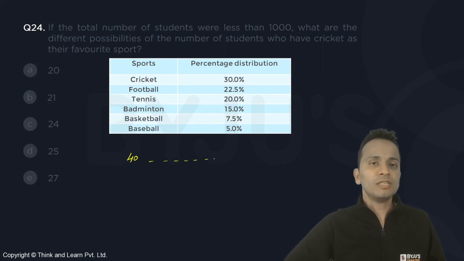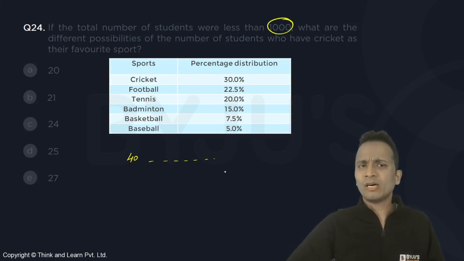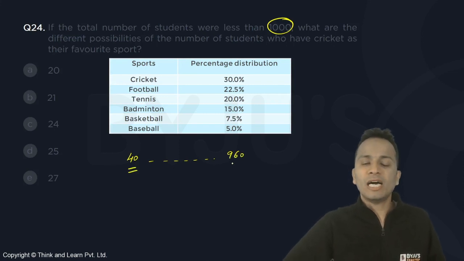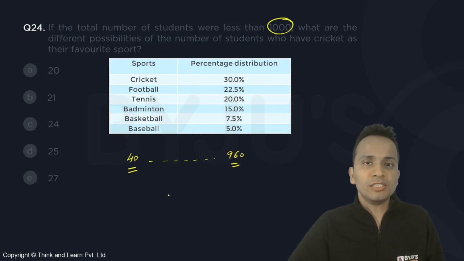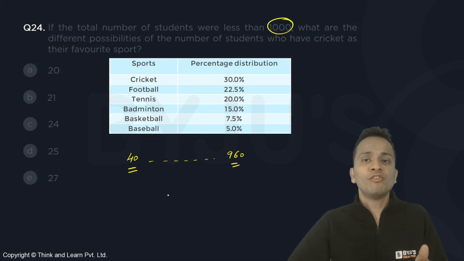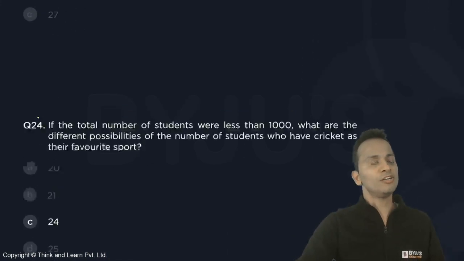Now, further, it is also given that the number of students is less than 1000. So less than 1000, the largest multiple of 40 is 960. So starting from 40 up till 960, just count the number of multiples of 40. That will give you the total number of possibilities of the number of students. And that will be same as the number of possibilities for the number of students who have cricket as their favorite sport. So here the number of possibilities is 24. 40 into 24 is 960. So 24, option C should be the correct answer for question number 24.